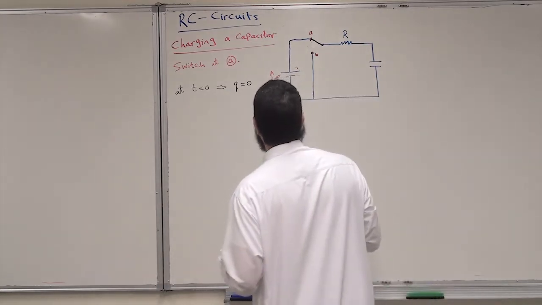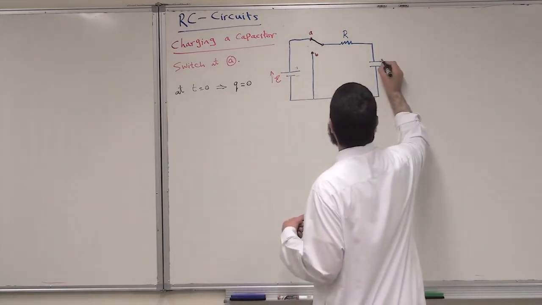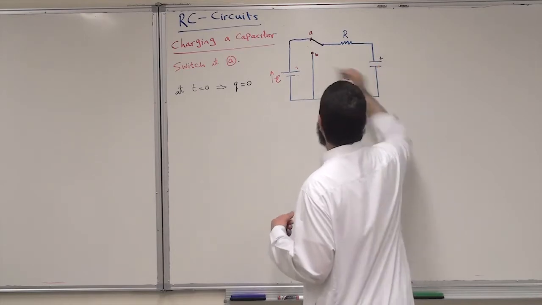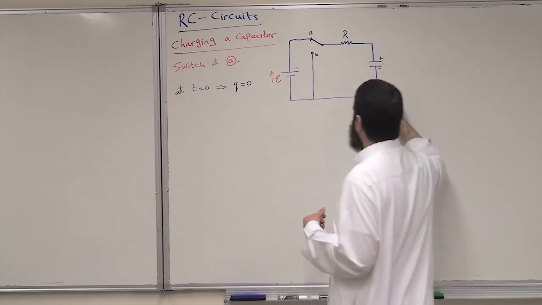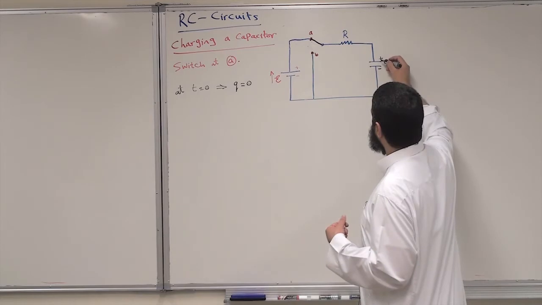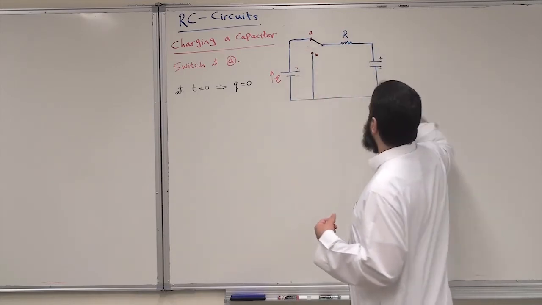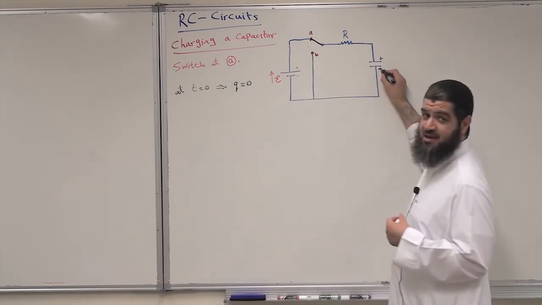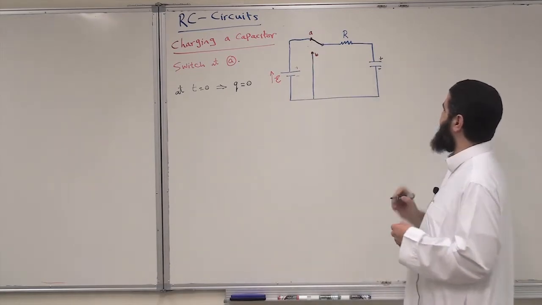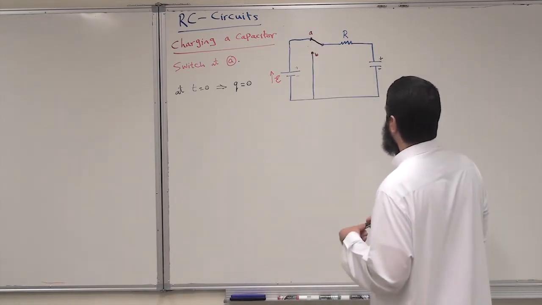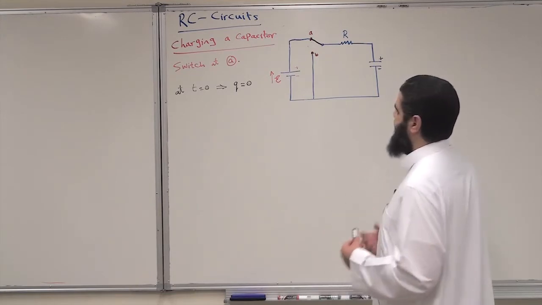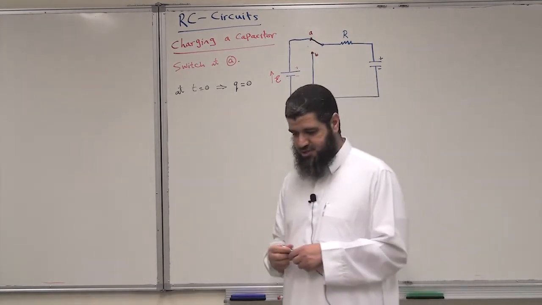Finally, after some time, as you can see, this side will be positively charged and this side will be negatively charged, meaning that the electrons will escape from this plate, go to the other side, and accumulate on the negative side of the capacitor until the capacitor is fully charged.